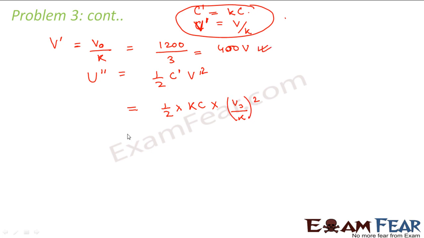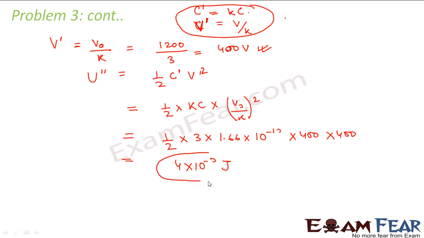V naught by K we have already calculated. Similarly, KC we had calculated in the previous step. Let us put down the values here. The final answer comes out to be 4 × 10^-5 joules.